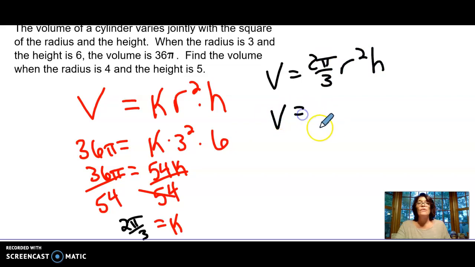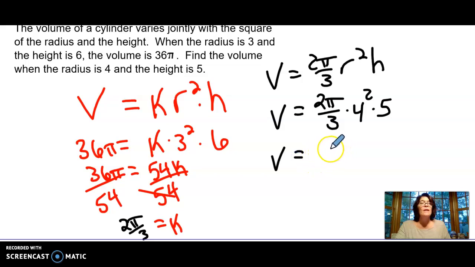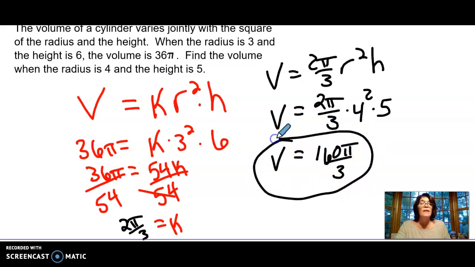So now I can find the volume when the radius is 4 and the height is 5. We just plug that all in. What's that? 16 times 5 is 80 times 2 pi, over 3, so 160 pi over 3. Cubic, whatever. Inches, feet. Okay. So again, the main point is that when it's jointly, it's directly, in that we don't divide, we take K times 2 variables instead of just 1.